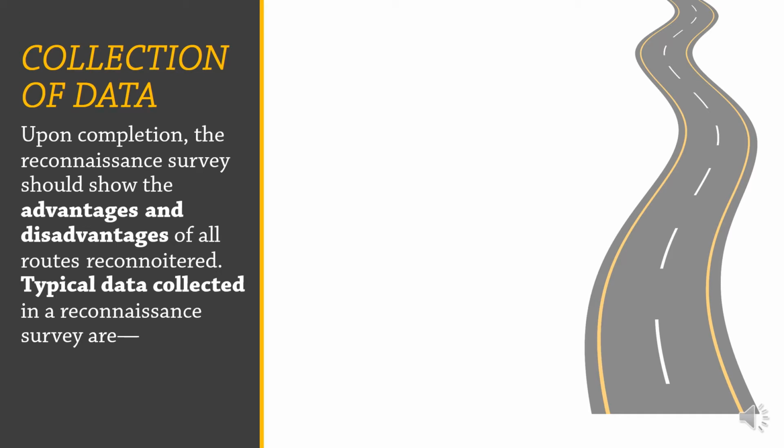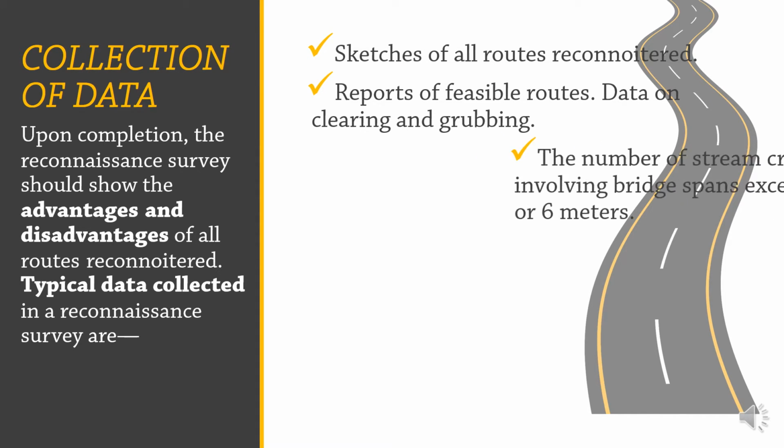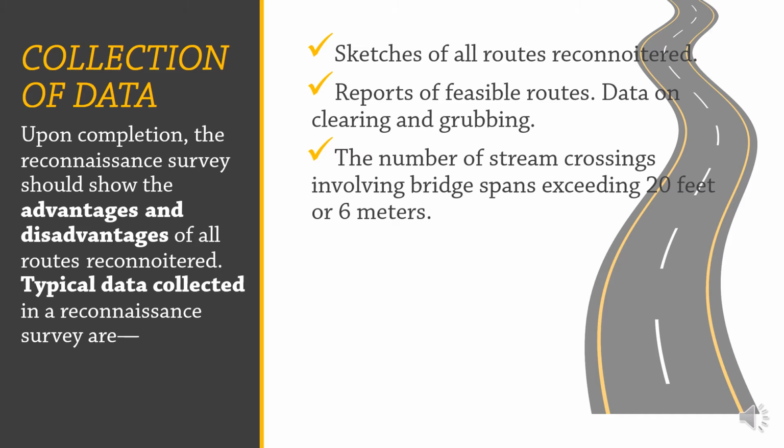So, pwedeng dalawa or tatlo showing advantages and disadvantages. So, for further study na naman. So, typical data collected in Reconnaissance Survey are sketches of all routes reconnoitered. So, could be 1, 2, 3. Reports of feasible routes. That is the data on clearing and grubbing. So, the number of stream crossings involving bridge spans.